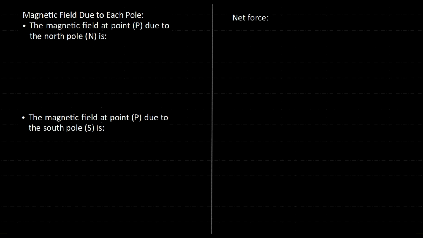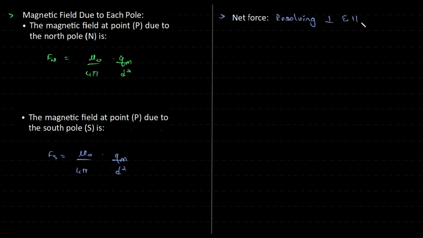So what is it that we are looking at? We are looking at the magnetic field due to each pole. So we have at P, mu naught by 4 pi, qm by d square. So let's not talk about the direction. Here we have mu naught by 4 pi qm by d square. To figure out the net force, we have to resolve perpendicular and parallel to B.